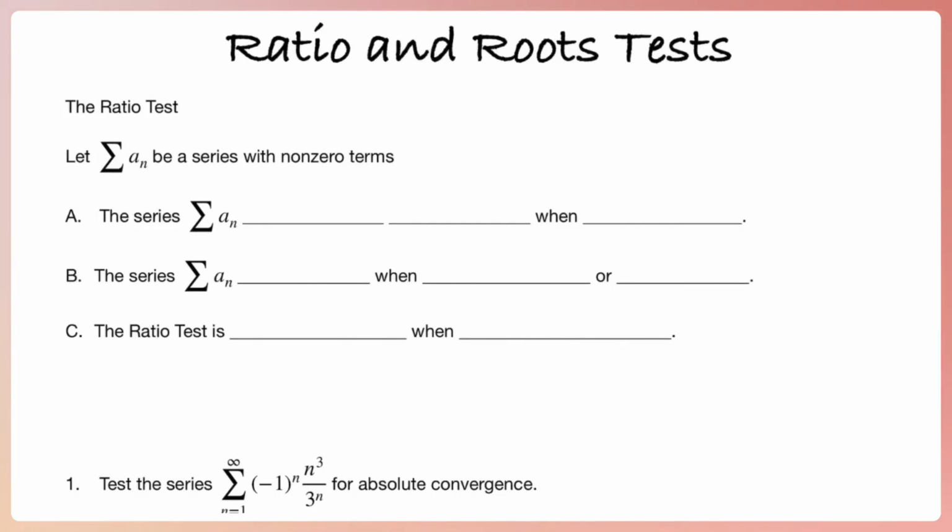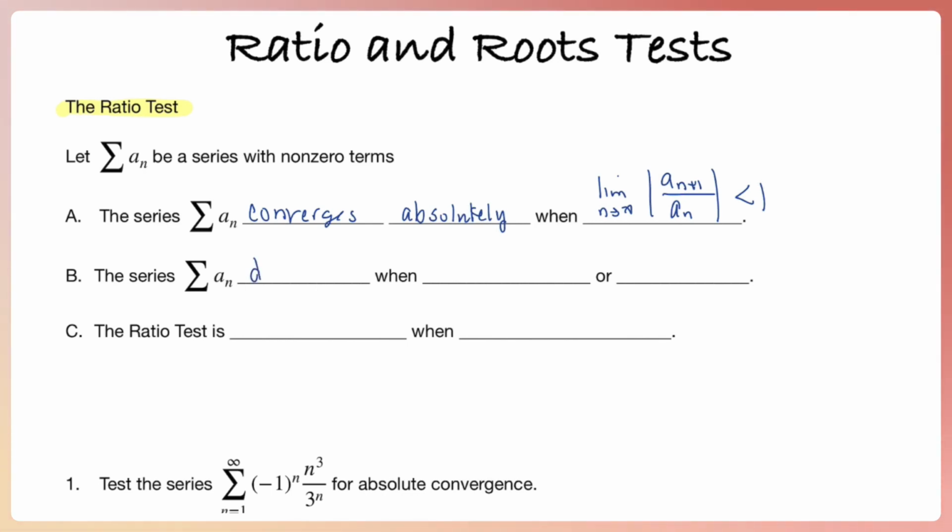Okay, today we're going to learn about the ratio test. The ratio test: we're going to let the summation of a sub n be a series with non-zero terms. If the series, the summation of a sub n, converges absolutely, then the limit as n goes to infinity of the absolute value of a sub n plus 1 divided by a sub n is less than 1.